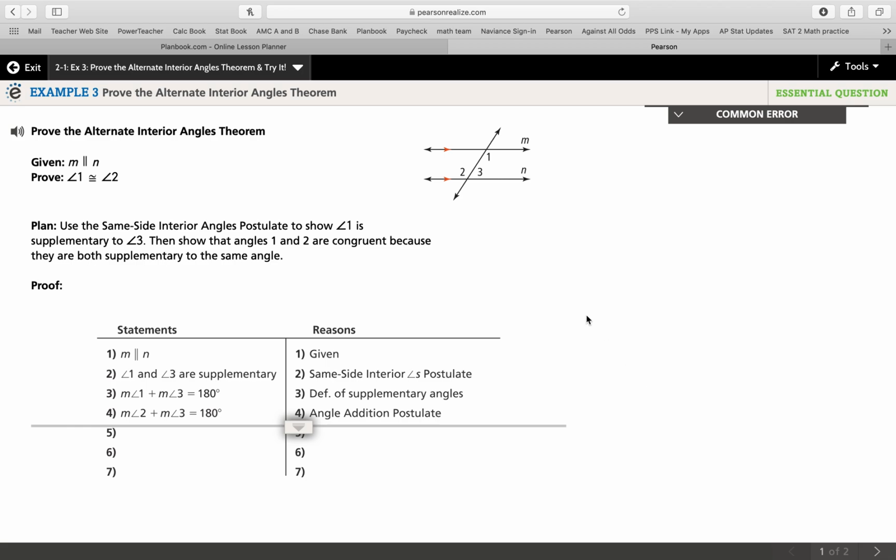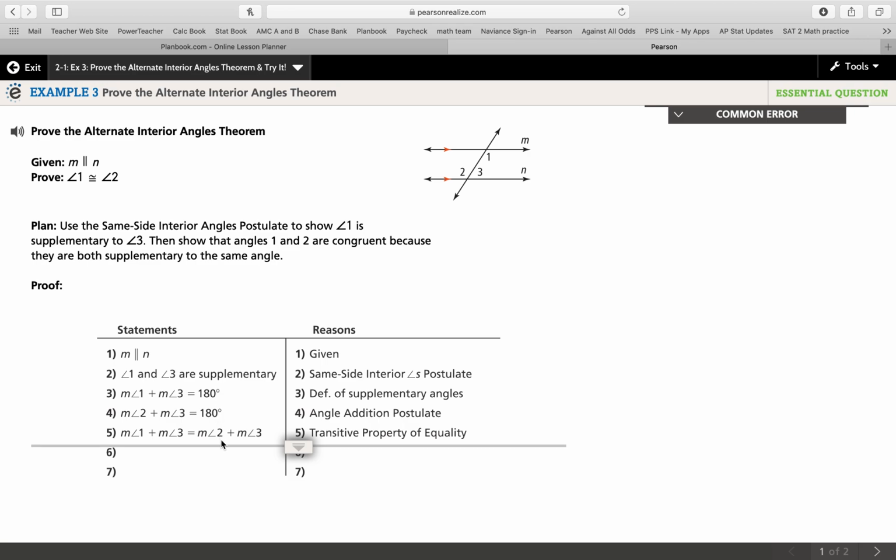They call it the angle addition postulate. You could call them a linear pair if you wanted to. But either way, they add up to 180 degrees. So since they both add to 180 degrees, that means that these two equations must be equal to one another due to the transitive property.